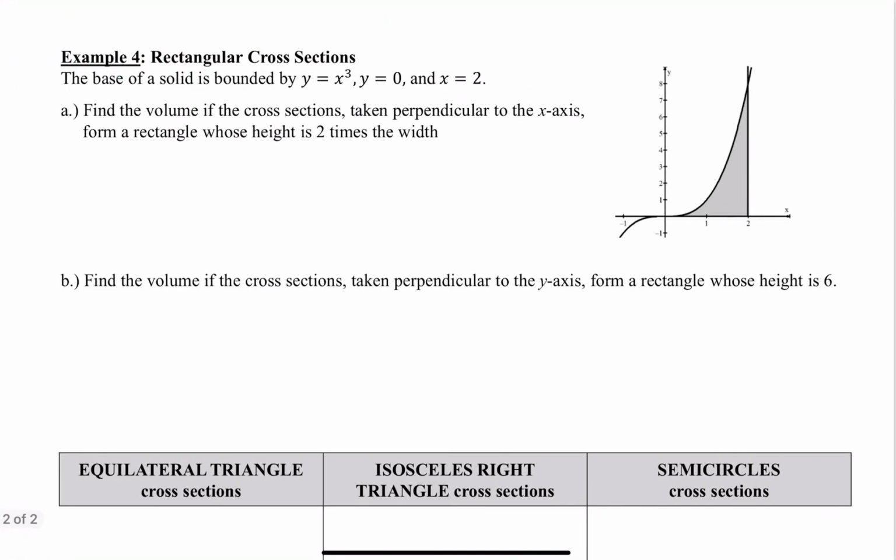So now let's go on to example number 4, where now we're dealing with rectangular cross sections. So it says over here that the base of a solid is bounded by y equals x cubed, y equals 0, and x equals positive 2. Find the volume of the cross sections if the cross sections taken perpendicular to the x-axis form a rectangle whose height is 2 times the width.